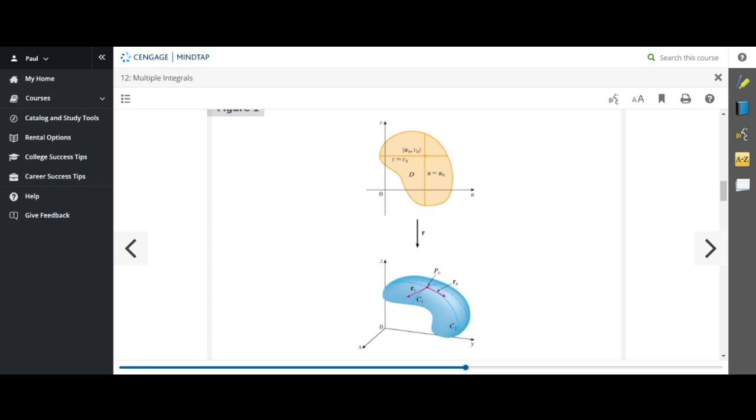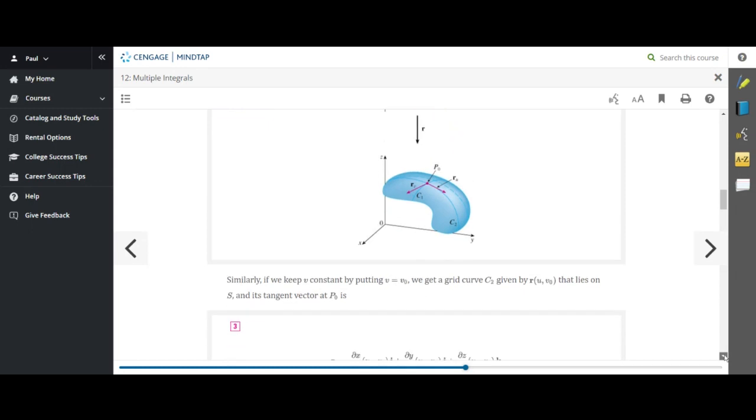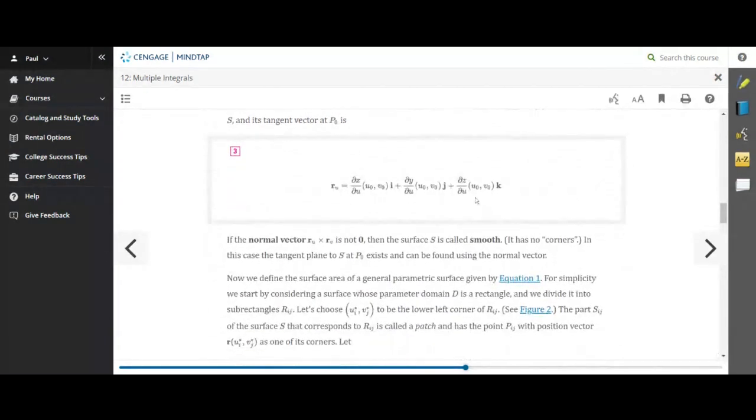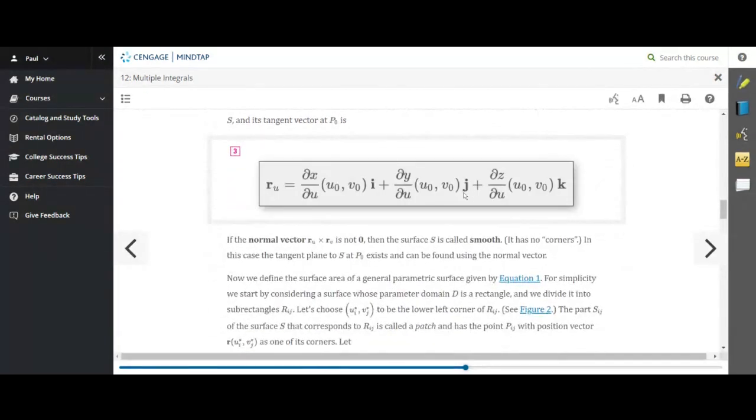How's it going to be useful for surface area? Well, what we can do is, those red tangent vectors are going to be very important. So remember how the derivative vector r sub u is defined this way, where you're differentiating your components with respect to u, and then evaluating at the u sub 0, v sub 0 parameters, those values.